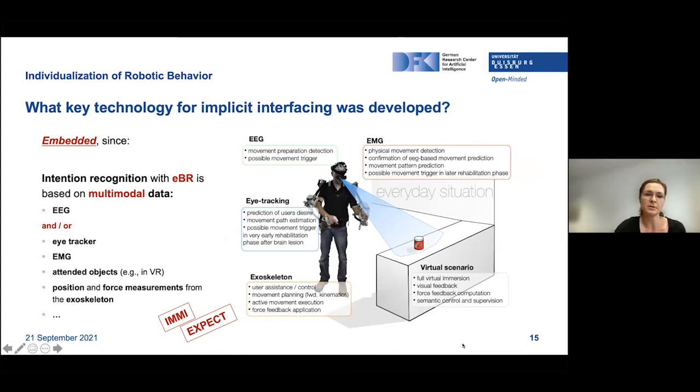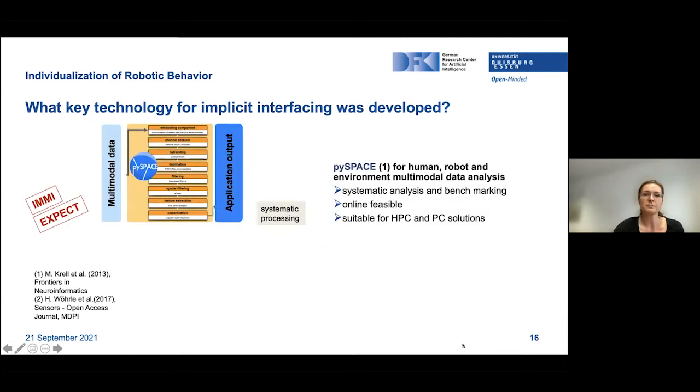We can embed it, because we can use other data. So I just want to give this example with the exoskeleton. When we interact with the exoskeleton in a real or virtual environment, we can of course also use eye tracking data. We can use muscle activity of the person. We can use the object that the person is attending to, either in real or in the VR scenario. And we can also use the position and force measurements of the exoskeleton. We know the position of the arm just from the readings of the exoskeleton. So this is something we can all use.